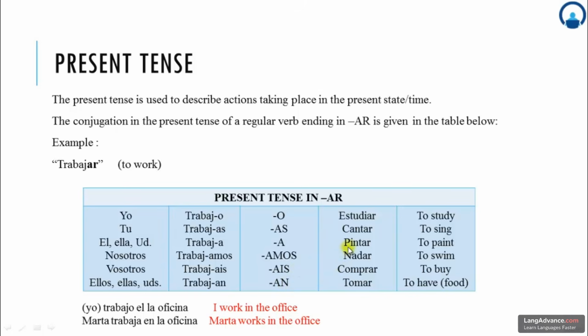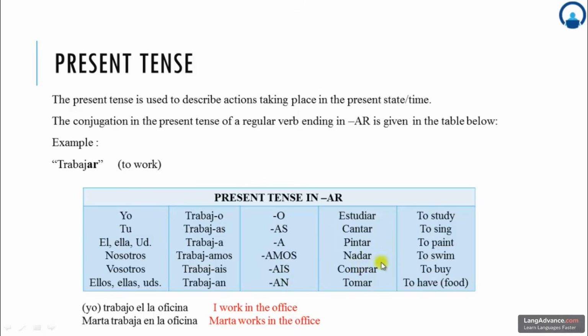Similarly with the next verb, pintar. I remove the AR and I put one of these. So, pinto, pintas, pinta, pintamos, pintáis, and pintan. Again, pinto, pintas, pinta, pintamos, pintáis, and pintan.